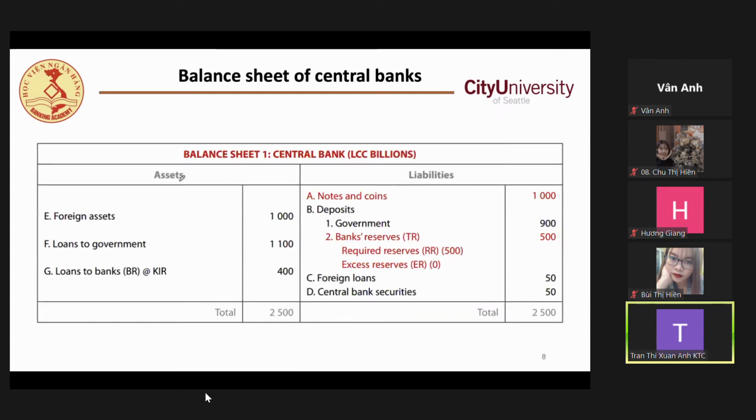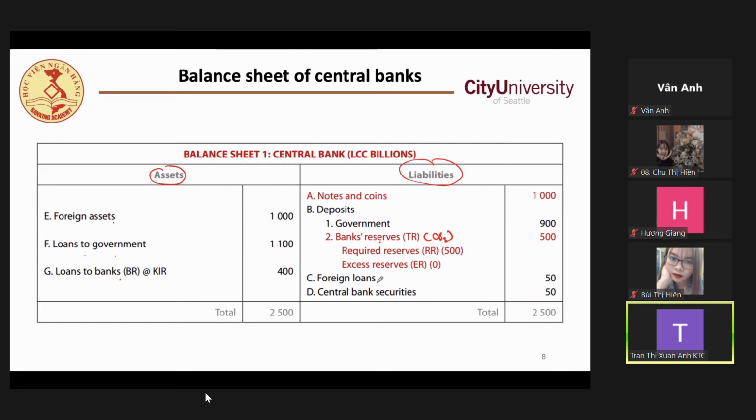So one side here is the assets of a central bank, including foreign assets, loans to the government, and loans to the commercial banks or to other banks. And liabilities means how the central bank gets money. One is the notes or coins issued by the central bank. The other is deposits from the government and the bank reserves. This is the money they get from the commercial banks.